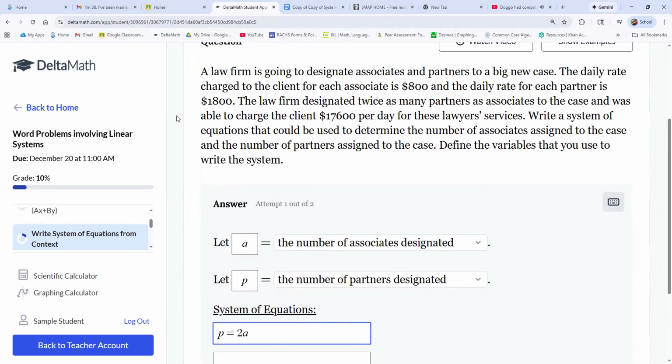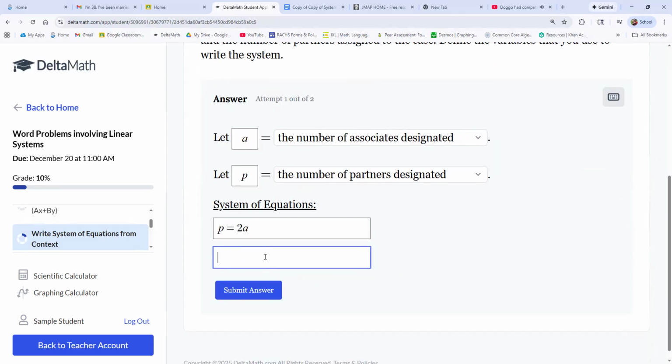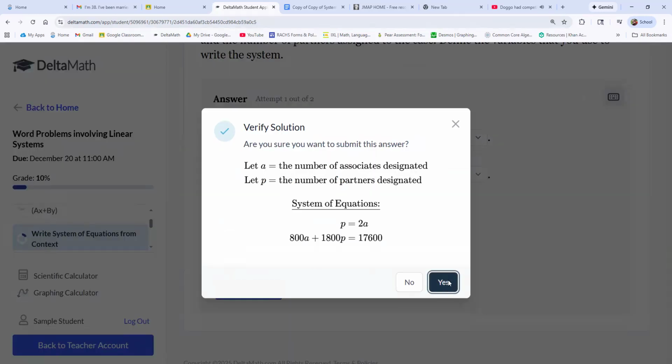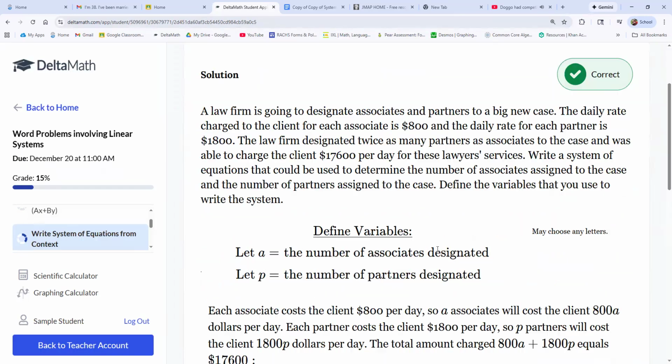Second equation, we need to use these dollar amounts. So it's going to be $800 times the number of associates plus $1,800 times the number of partners equals $17,600. And then I can submit this. Again, if I needed to, I could use the calculator to come up with this, but that's all we're doing.